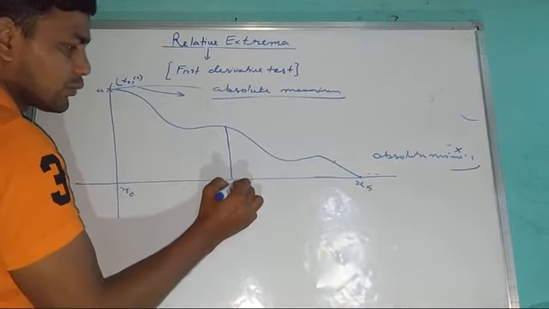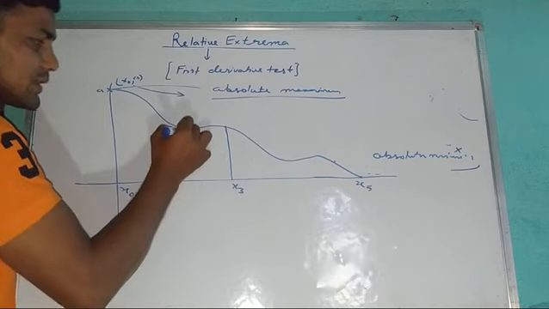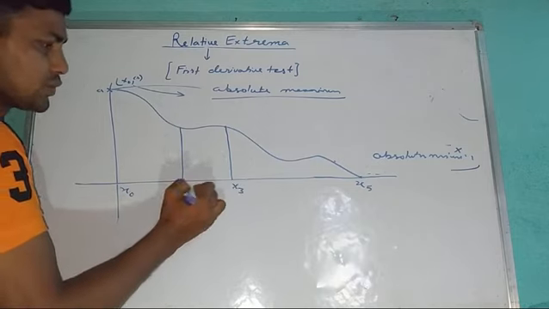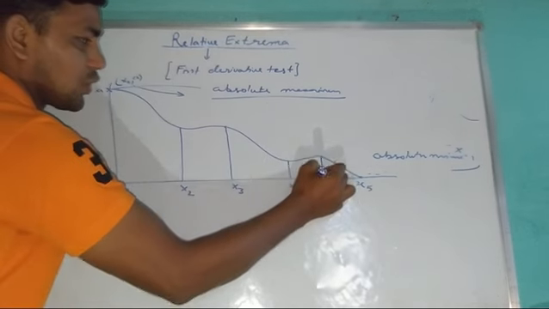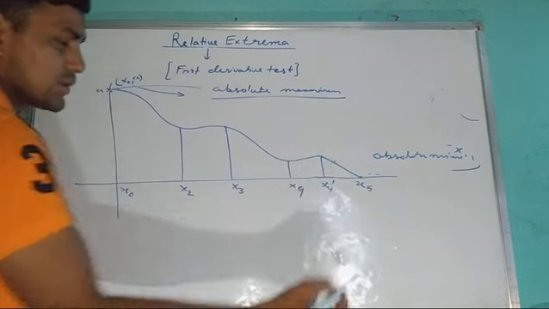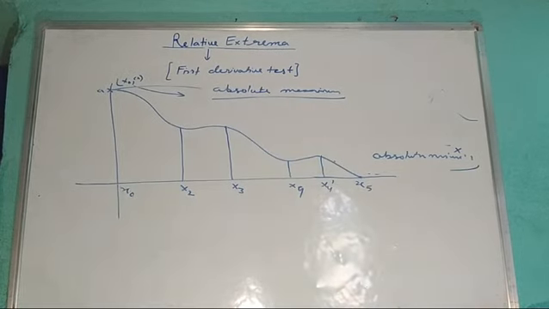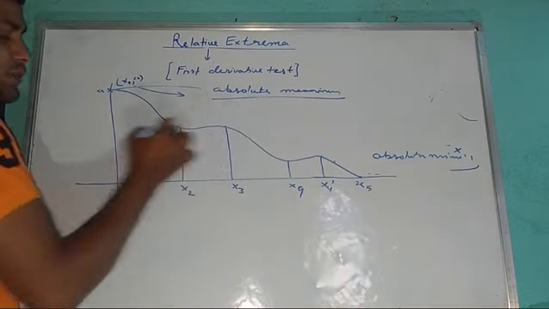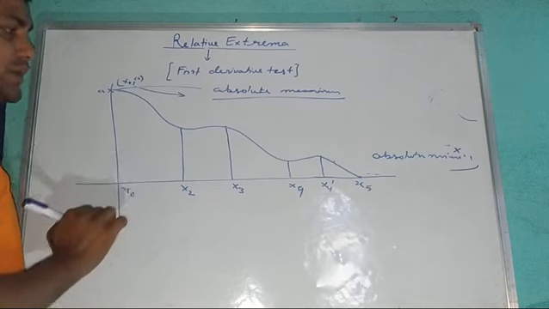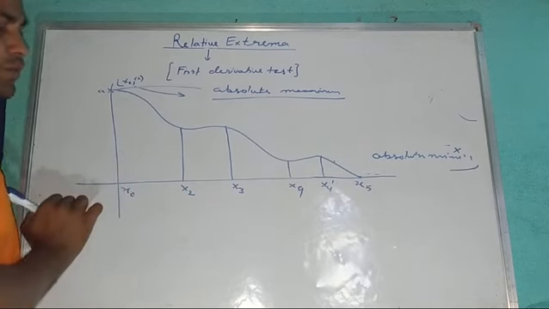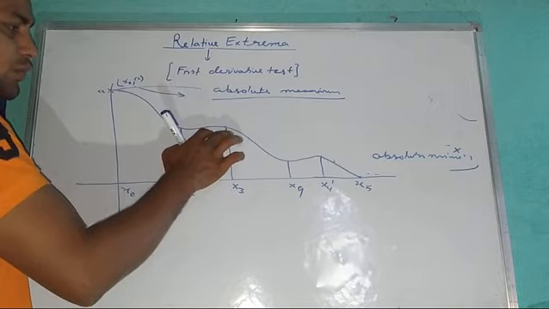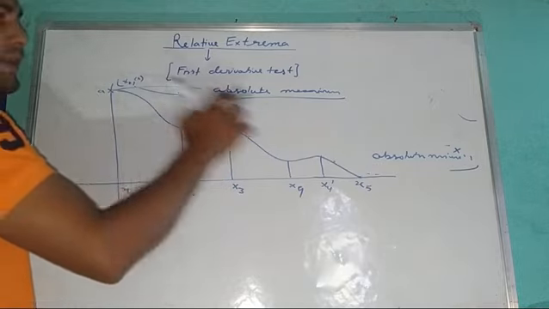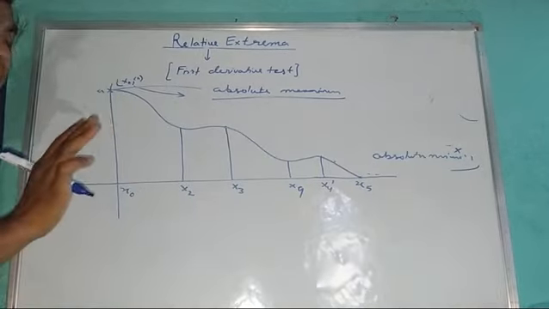For example, suppose we take this point. Suppose this point is x3. This is the point x2. This is the point x4, and this is the point x4 dash. For this point, this is also a maximum point, but this is a local maximum point, because we have an absolute maximum and an absolute minimum, right?